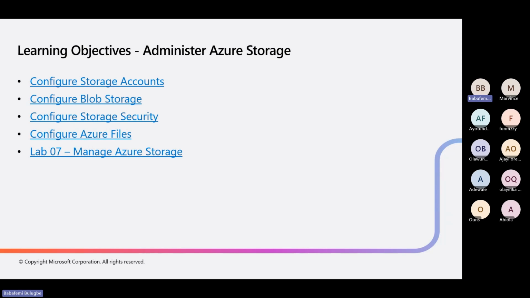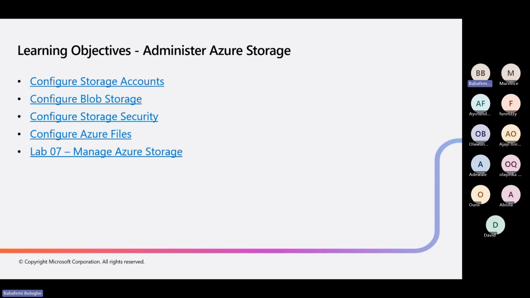You guys should remember that during the course of that fundamental class, we talked about different kinds of storage account that you can have, where we talked about the blob, the queue, the table, and the file. So we'll look at the blob storage, which is the most common storage type. It is used for storing unstructured data. Then we'll talk about storage security. We'll round it up with the Azure files.